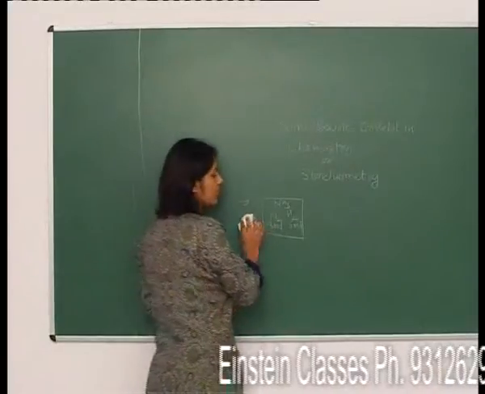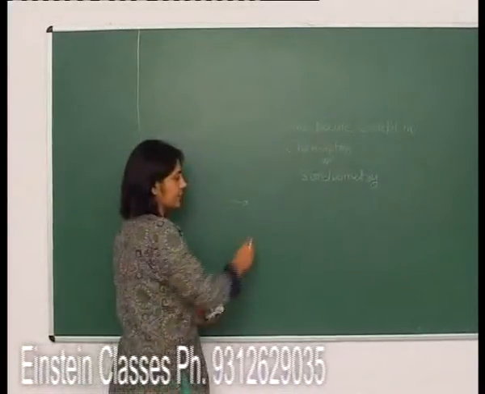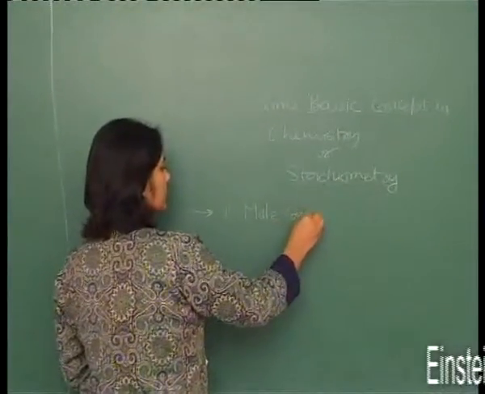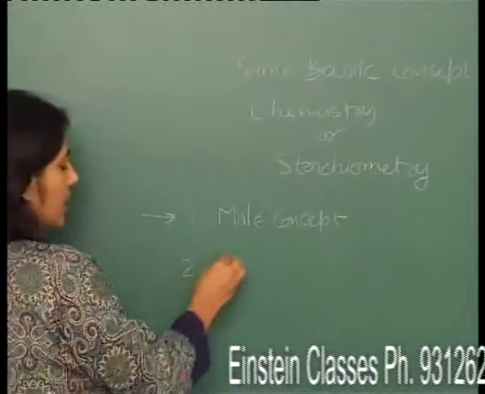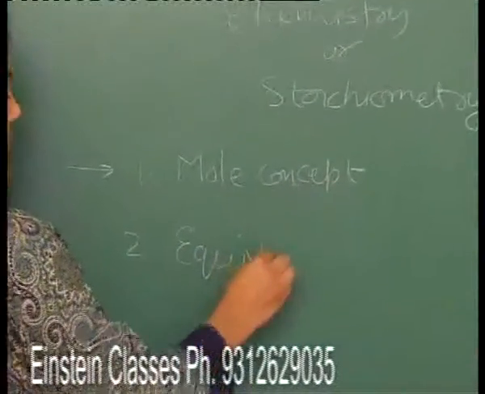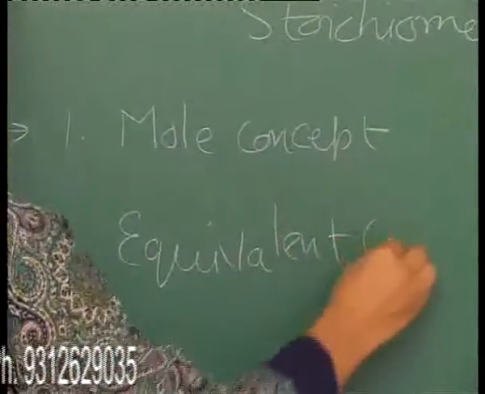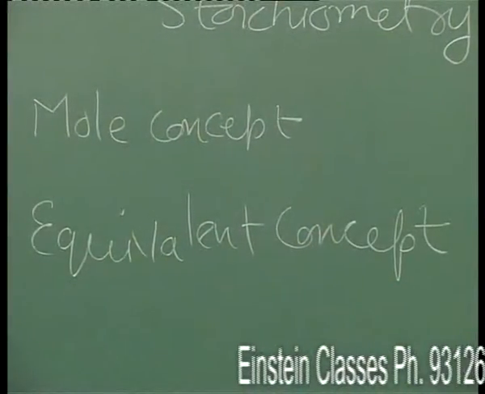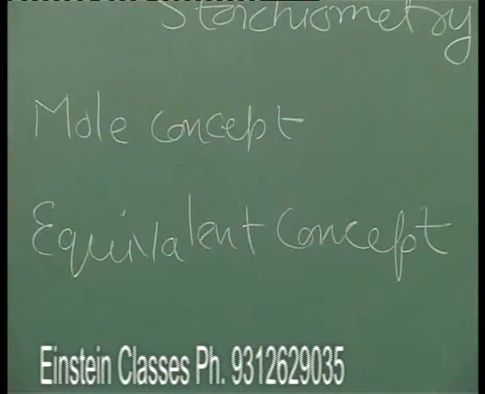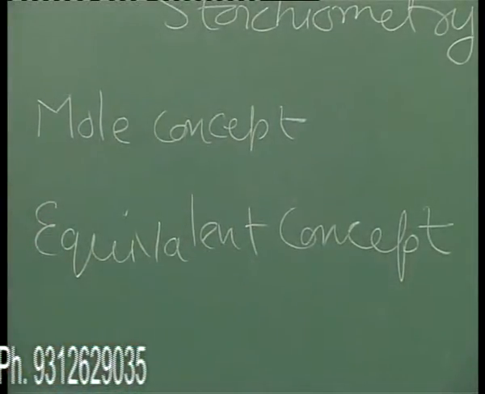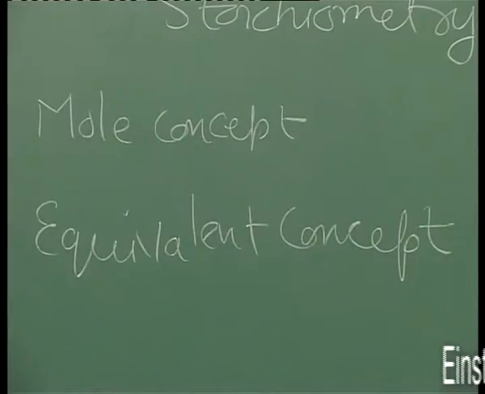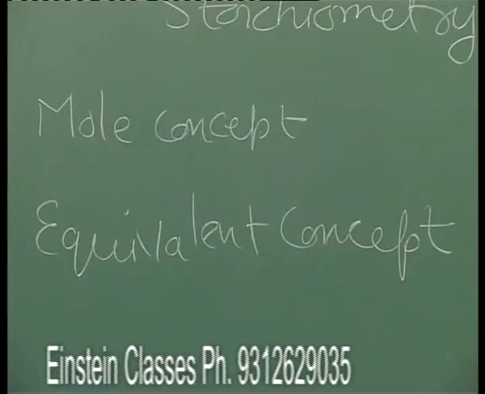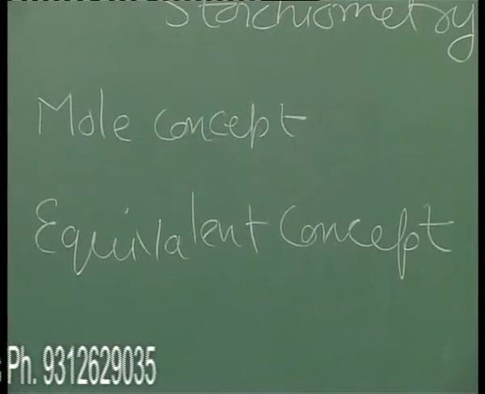Now it is based on two fundamental concepts. One, mole concept. Two, equivalent concept. Stoichiometry is based on two concepts. One, mole concept. Two, equivalent concept. By these two concepts, we can find out how much product is going to be formed in a reaction or how much reactant is left in a chemical reaction.